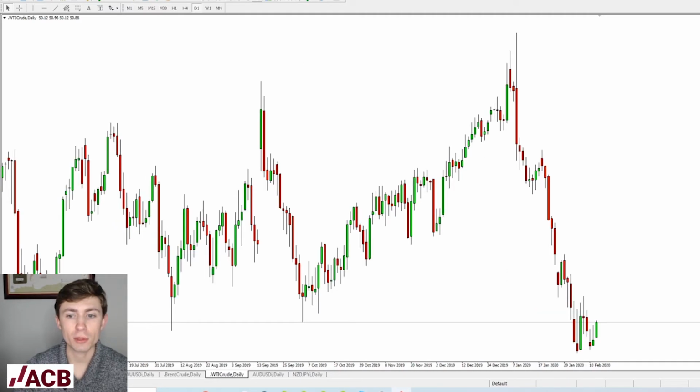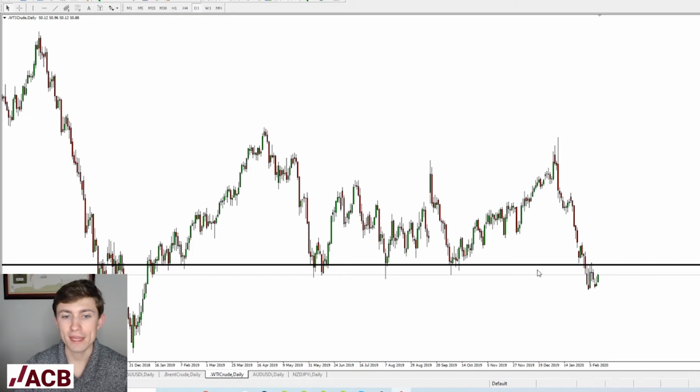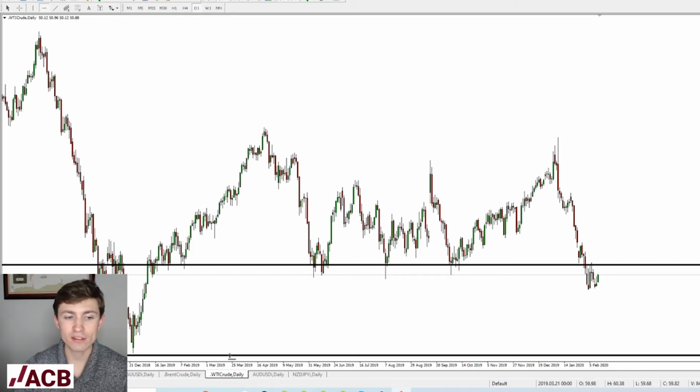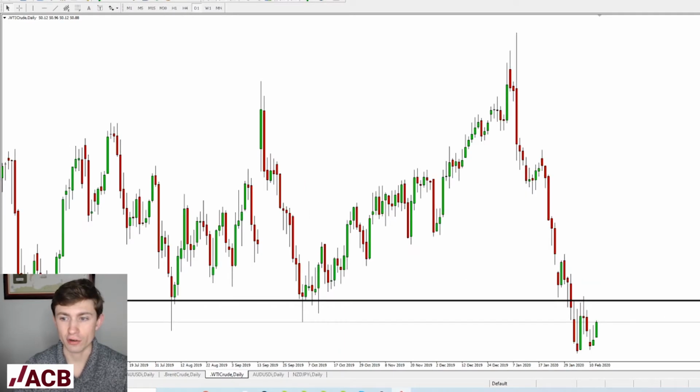WTI crude, very similar, of course. You can see we did dip underneath this level that we talked about. And then now we didn't quite make it again to the lows, but it looks like we see some sort of buyers in this general area around the 50.88 level.